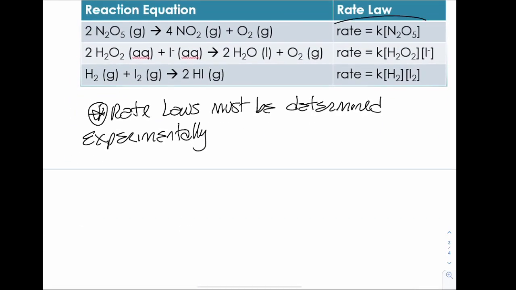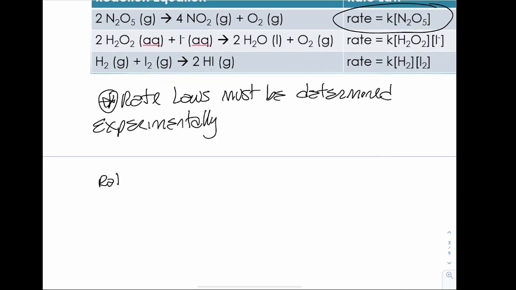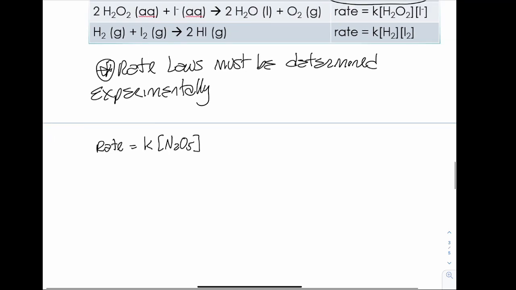So I'm just going to look more at this first rate law. I'm going to write this down here again. Our rate is equal to lowercase k and then the concentration of dinitrogen pentoxide. Note that there is an exponent of 1 here, right? We don't have to write it if it's 1, but there is a 1 there. So this would be a first order reaction, right? I had said that those exponents tell us the order. So this is first order with respect to N2O5.